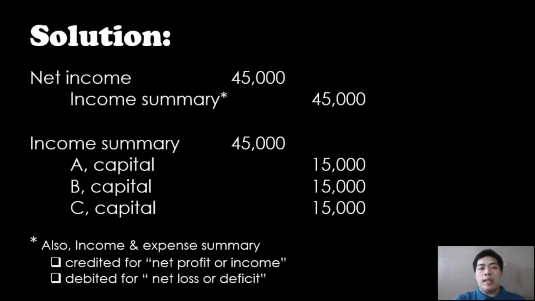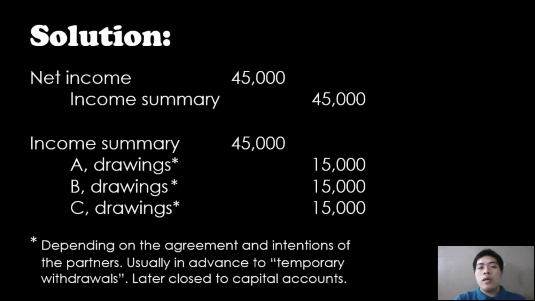So, ito yung journal entry. Yung income, i-close doon sa tinatawag na suspense account na income or expense summary account. Or minsan naman, income summary lang yung ginagamit. Pero generally, income and expense summary talaga yan. Okay. Then yung income and expense summary, okay, i-close naman dun sa respective capital accounts ng partners depending on their share in the net profit. Yan sa baba. Okay. Pero minsan naman, mga authors, they have this different entry.